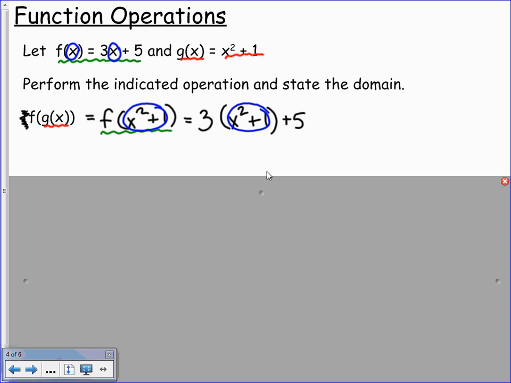For the 3 times the quantity x squared plus 1 plus 5, what could you do to simplify that? David? You can multiply through. Yeah, you can multiply through. That's called distribution. So you could distribute your 3 right here, and you would get 3x squared plus 3 plus 5. And then combine like terms, so then you get 3x squared plus 8.